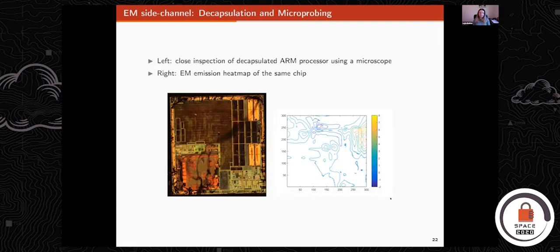That brings us back to this location-based leakage. In this case, when we decapsulate, we are able to zoom into an actual platform and find where the activities of certain chip parts are taking place. So here you can see, based on the heat map, where exactly the computation is taking place. So this is actually now zooming into location-based leakage.